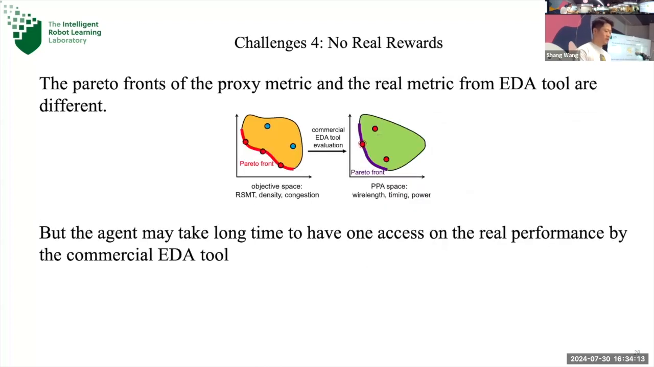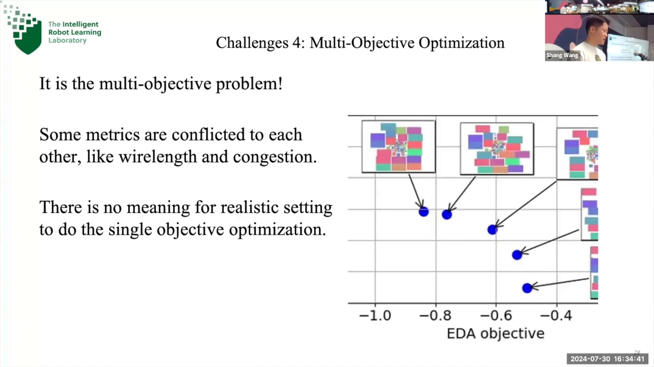And all the rewards used in those papers are proxy rewards from the simulator. Those rewards are correlated with, but different from, the real performance that human engineers really care about. That real performance can only be accessed by the commercial EDA tool, which takes 20 minutes or even longer to evaluate the performance for the agent. So it's really time-consuming for the agent to ask. For the last two imperfect reward settings, no real rewards and multi-objective optimization will be open discussions.